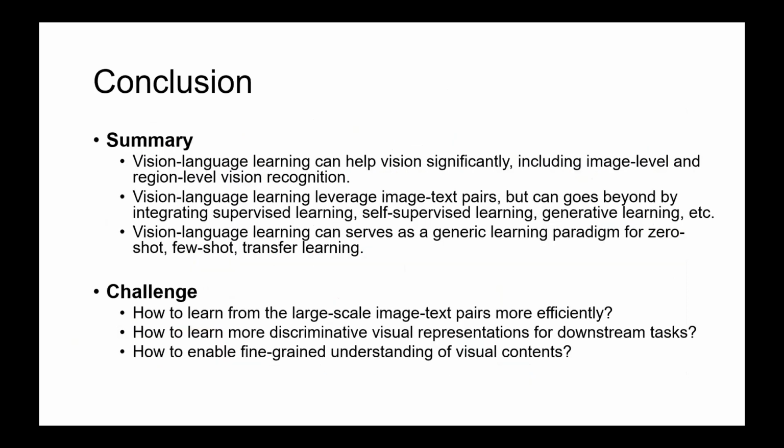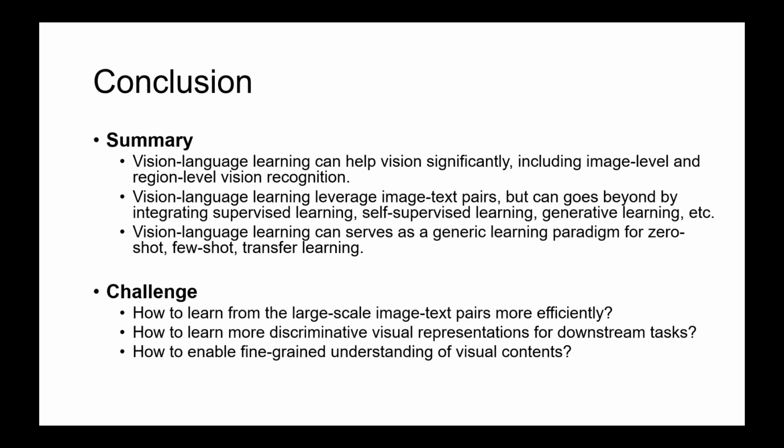So finally, to conclude this talk, we would like to mention that vision language learning can help vision significantly, including image-level and region-level visual recognition. Also, vision language learning leverages image-text pairs, but can go beyond by integrating supervised learning data, self-supervised learning data, and generative learning paradigms. And vision language learning can serve as a generic learning paradigm for zero-shot, few-shot, and transfer learning. This can never be done by, for example, canonical supervised learning.